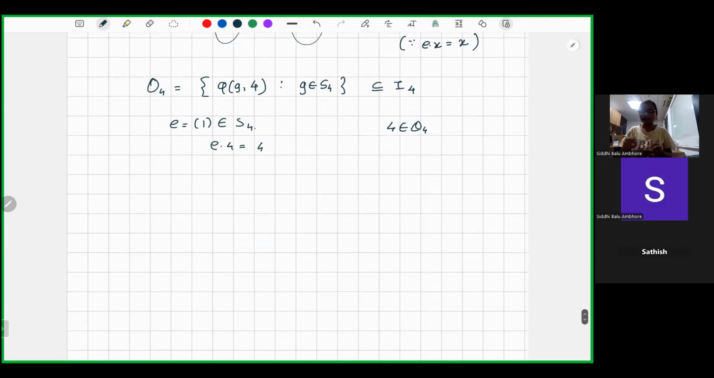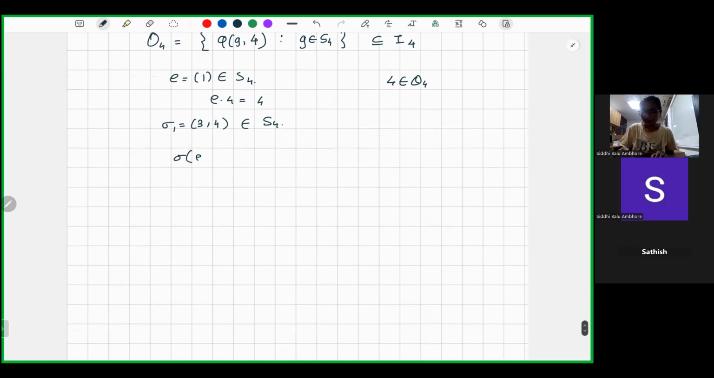And now if I take this transposition, sigma 1 is equal to (3 4) in this S4, then sigma 1 of 4 will be what? It is 3. Because 4 goes to 3 in this transposition. So now from this, I have 3 belongs to O4.